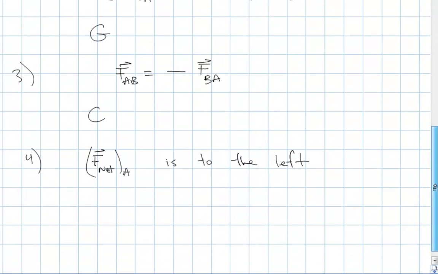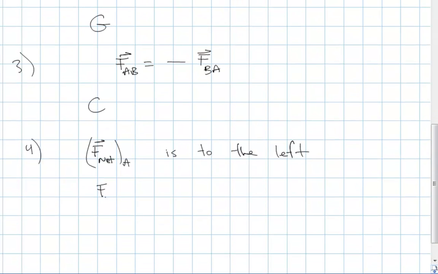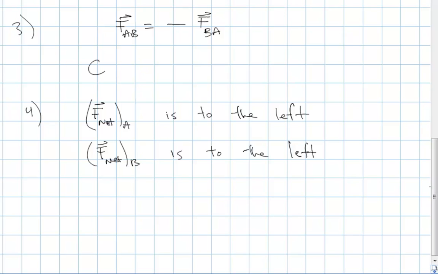Block B is moving in unison with it. They're touching each other. So the net force on block B must be to the left. That helps us narrow it down a little bit. Now we have to think about the magnitude of the force.